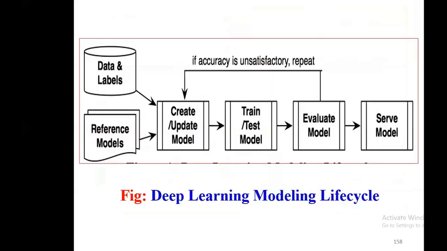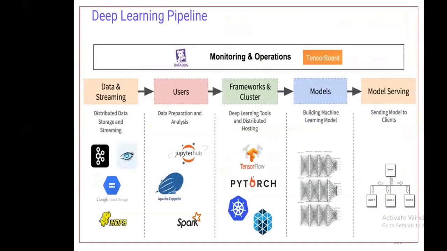So deep learning modeling: data and labels and reference models, create, update models, train, test models, evaluate models, serve model, etc. So in the deep learning pipeline, for data streaming purpose, we are using various data tools like HDFS, Cassandra, etc. Even Pig programming also we are using under data streaming programming language. YouTube, audio, video, text, graphics, unstructured data, Pig programming language can handle very easily. It is a data flow language. Then for users, data preparation analytics, we are using Jupyter, Apache Zeppelin, Spark. For especially frameworks and clustering, we are using PyTorch.